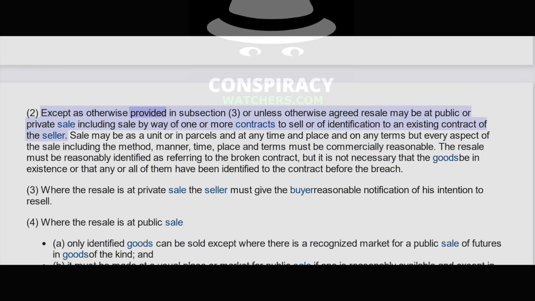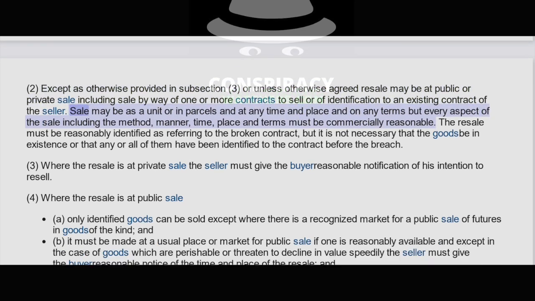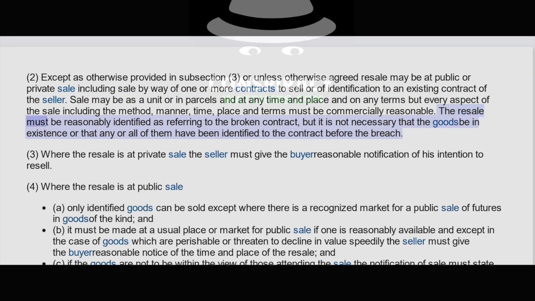Except as otherwise provided in subsection, or unless otherwise agreed, resale may be at public or private sale, including sale by way of one or more contracts to sell or of identification to an existing contract of the seller. Sale may be as a unit or in parcels and at any time and place and on any terms, but every aspect of the sale, including the method, manner, time, place and terms, must be commercially reasonable. The resale must be reasonably identified as referring to the broken contract, but it is not necessary that the goods be in existence or that any or all of them have been identified to the contract before the breach.